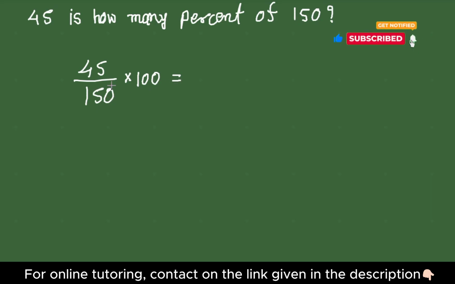Now we can cross out 10 from 150 and 10 from the 100. Now 15 times 3 is 45, so cross out 15 and write 3 at the 45. So this is 3 times 10, which is 30%.